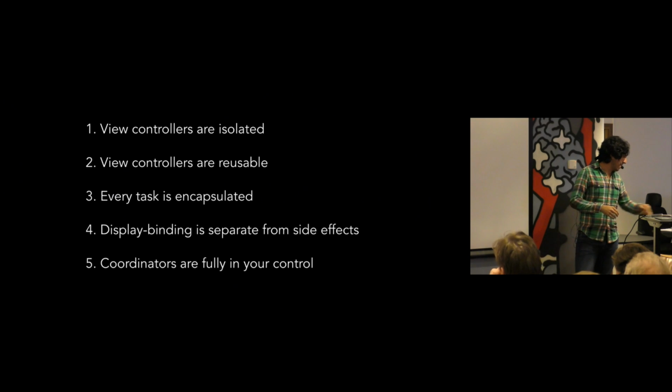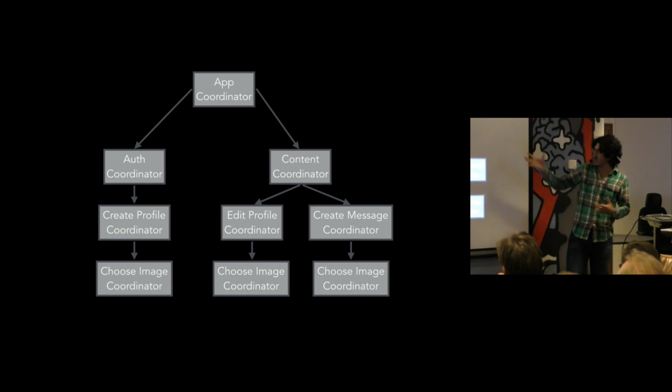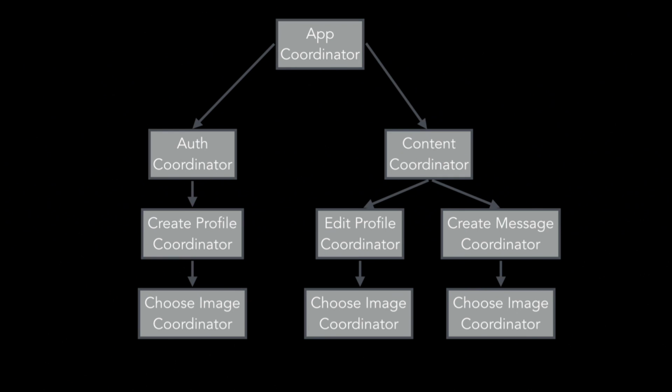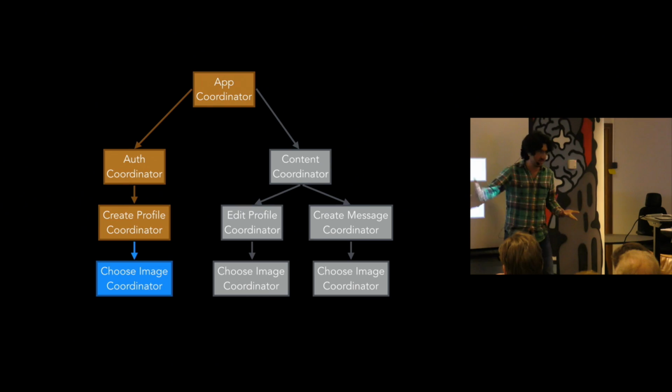This is an app that I wrote a little while ago. It's an example of a tree of coordinators that exist in this app. For example, if the user was creating a message, these two coordinators would be inactive, and this one would be the active one. Or you could be in a different flow of the app, like creating an account. You could be choosing an image while you're creating your profile, while you're authenticating, while you're in the app. This is an admittedly pretty simple app, but this is how it might look. These don't really exist yet, but they can exist in the future, right?